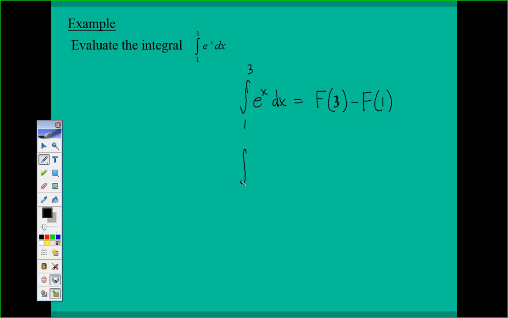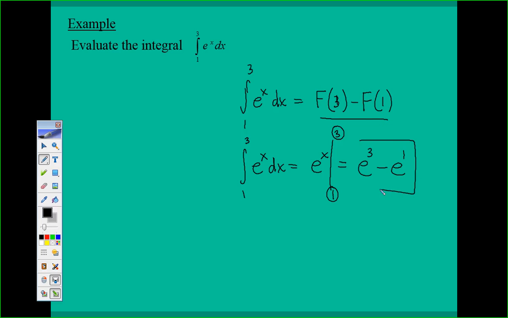So the antiderivative of e to the x is simply e to the x. Now I like to put this intermediate step in to organize my work. I'm going to evaluate this from 1 to 3. So now I'm going to plug in 3 to my antiderivative, so I'd have e to the third minus, I'm just following this rule right here, now I'm going to plug in 1, so e to the first power.